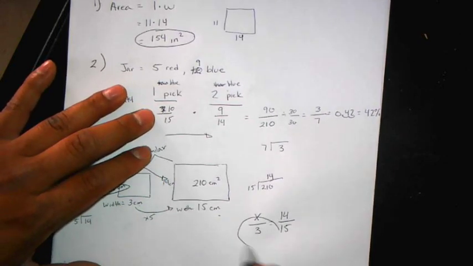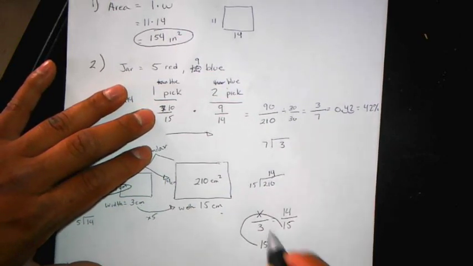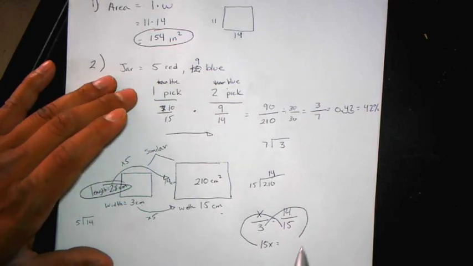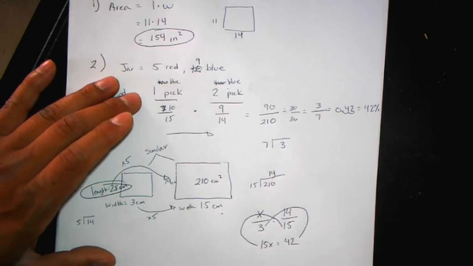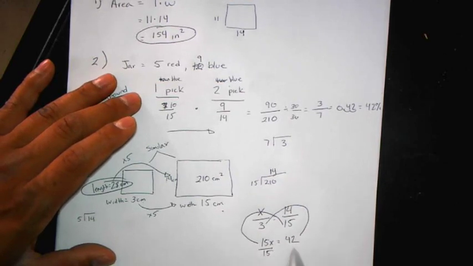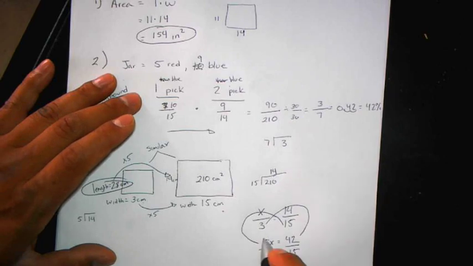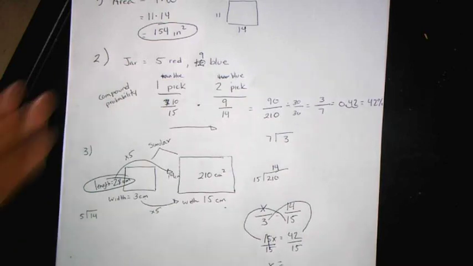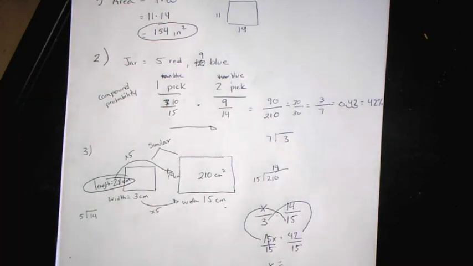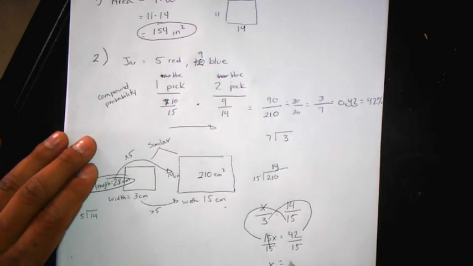I'm going to go ahead and do my heart method. So I'm going to end up with 15x. And then what's 3 times 14? 42. Okay, then you solve for x by dividing, and that's gonna turn into 42 over 15. Okay, so what is 42 divided by 15? And the answer is 2.8.